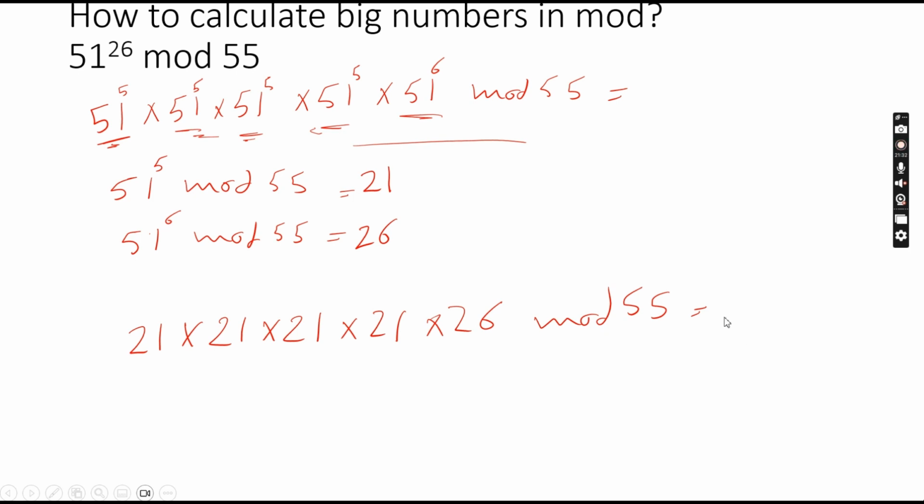So the final answer is 26, which means 51 to the power 26 mod 55 is equal to 26. Okay?